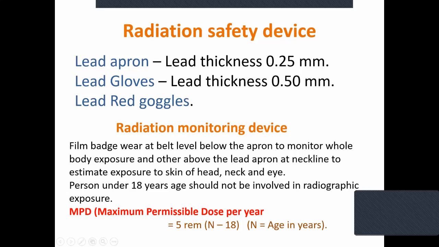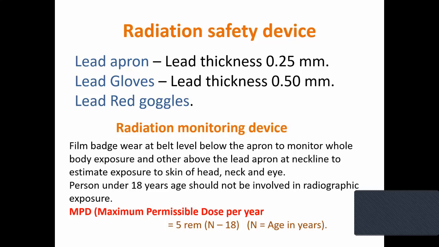into n minus 18. So suppose a person is 20 years of age. For a 20-year-old person, if we put 20 minus 18, that means 2, and 10 rem radiation per year is a safe one. If he is getting exposure of more than 10, then that is not safe for his future health. That will be harmful to him, right?